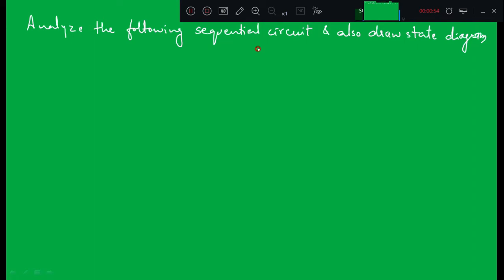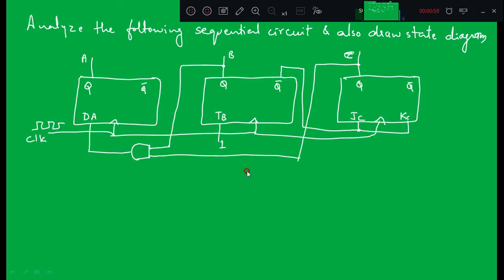Okay, so let me draw the given sequential circuit. So this is the given sequential circuit, right? The first step is to identify the number of states. The number of states is 3, or you can also call these the outputs of the flip-flops. So there are 3 states, A, B and C.